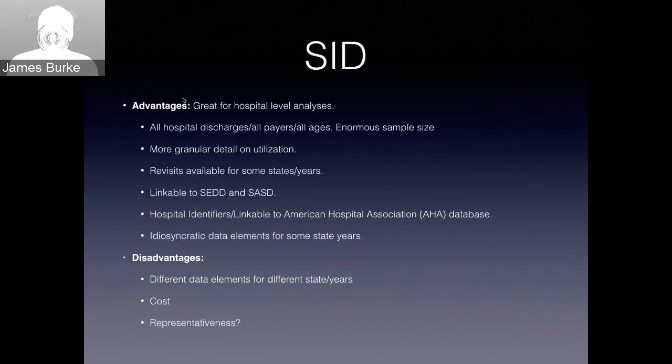We'll talk about this in a little bit, but in SID, many states give you more granular detail on utilization. So you can get a little bit more about what happened and where the costs went. You have the capacity now for doing revisits, looking at readmissions in particular across some SID states. Similarly, using the same mechanism, linking between SID as well as the emergency department database and SASD. And then you have hospital identifiers that you can also link out. They've got AHA IDs, so if you want to bring in hospital level information from Medicare or from AHA, you can do that as well. And then some of the states throw in delightful little idiosyncratic elements that they just happen to do. I'll give you an example of how one of those turned really useful.